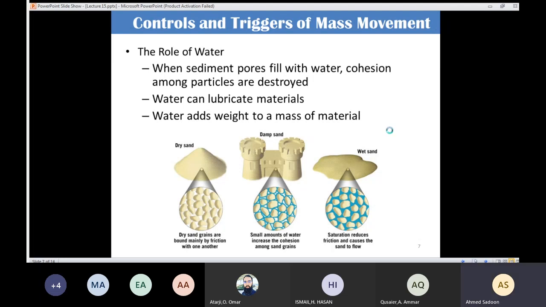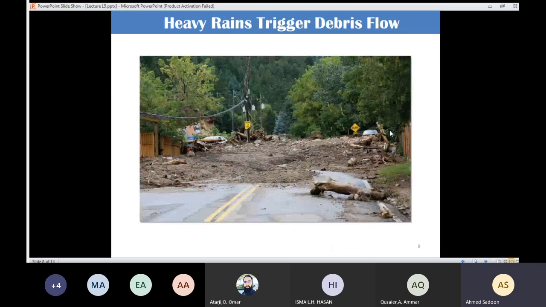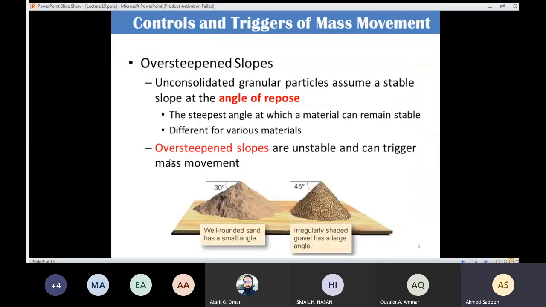Okay, let's move on. Like you can see here, we have a stable slope, and because of the saturation of the water, we trigger mass movement. And also we have something called an oversteepened slope. And this one is the phenomenon where the material is going to be stable at a certain angle.